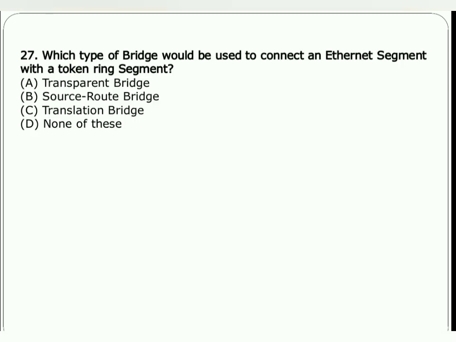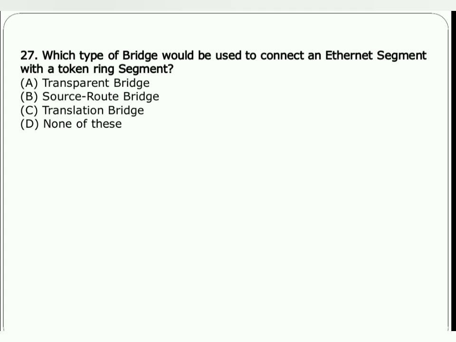Next one. Which type of bridge would be used to connect an Ethernet segment with a token ring segment? The answer is the translation bridge. The name itself denotes translation. It will connect the Ethernet segment with a token ring segment, which are two different types of LAN protocols. A translation bridge is a type of bridge that interconnects two different types of LAN protocols, that is the Ethernet segment with a token ring segment.